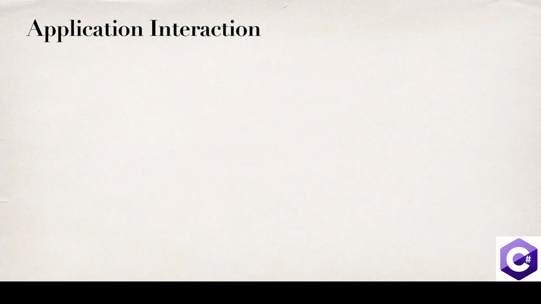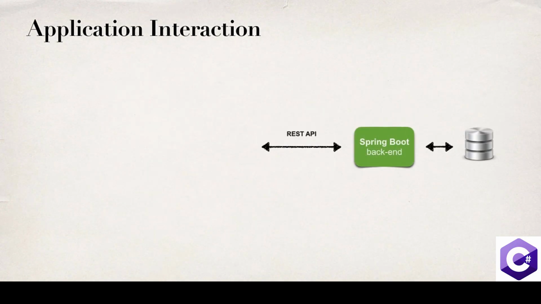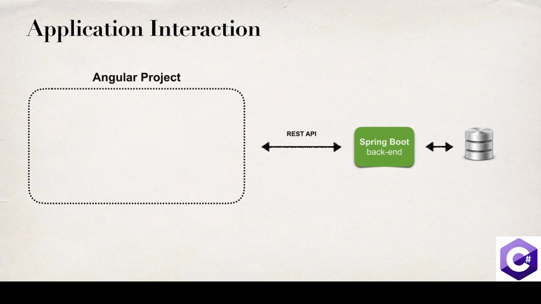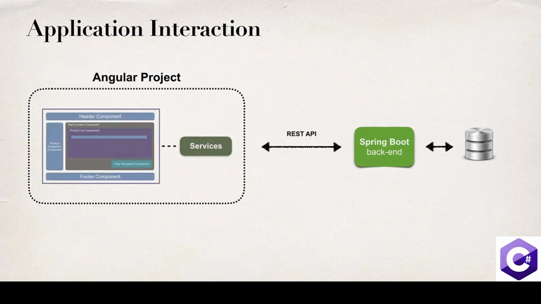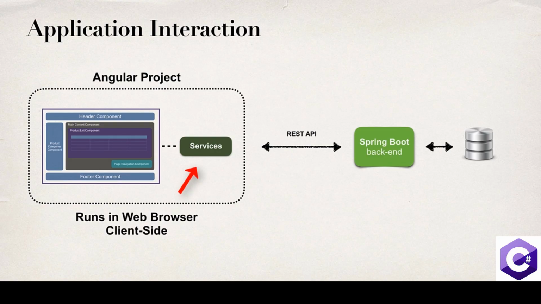And here's a diagram to show you the interaction. On the back end, we have our Spring Boot backend exposing those REST APIs. Now we're doing the front end code in our Angular project. Our Angular project will have all the GUI components, but it'll also have a service or multiple services. These services are, again, just reusable classes or helper classes that run in the web browser on the client side. And we create these services using TypeScript code.